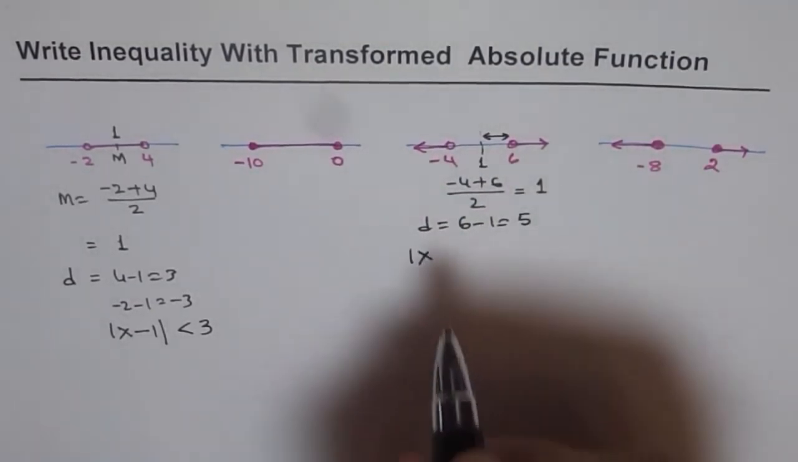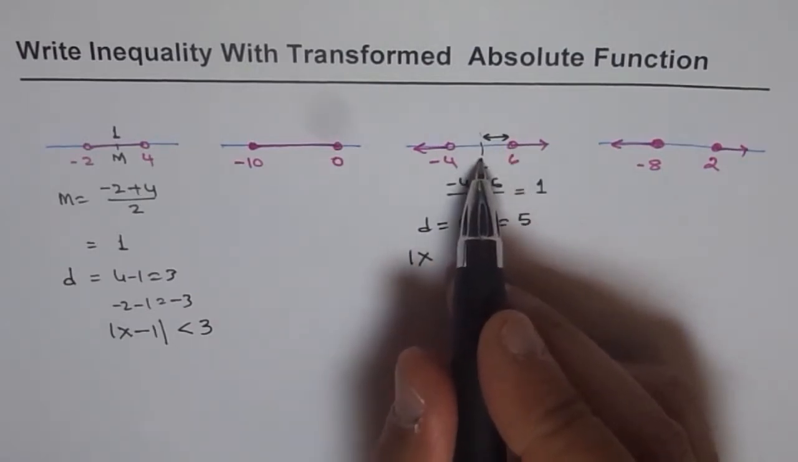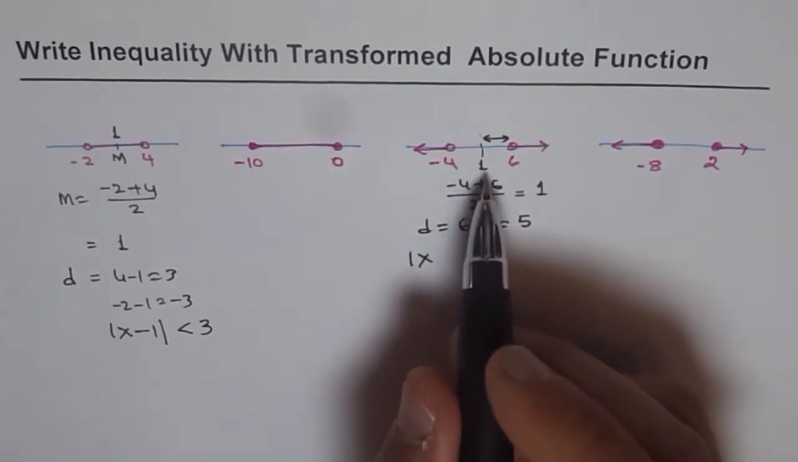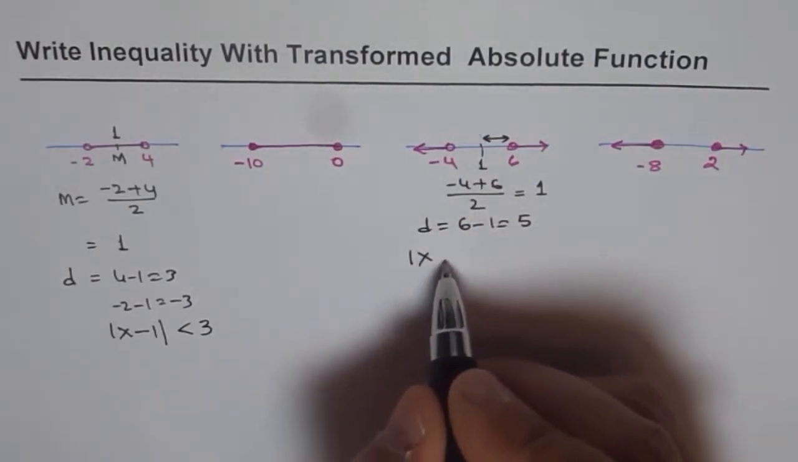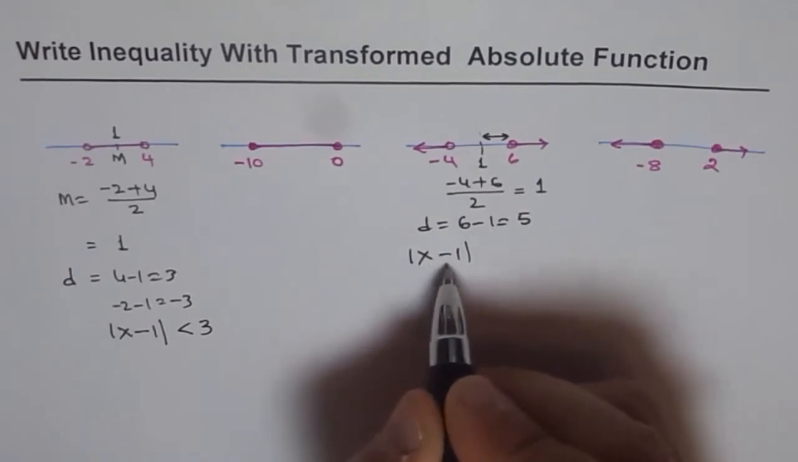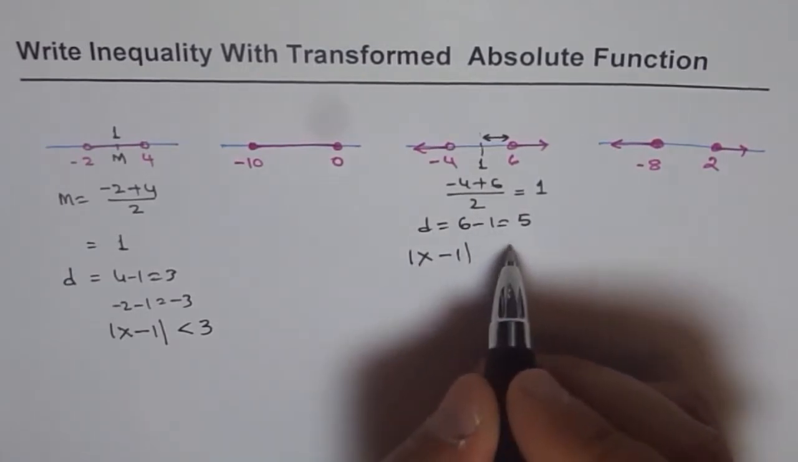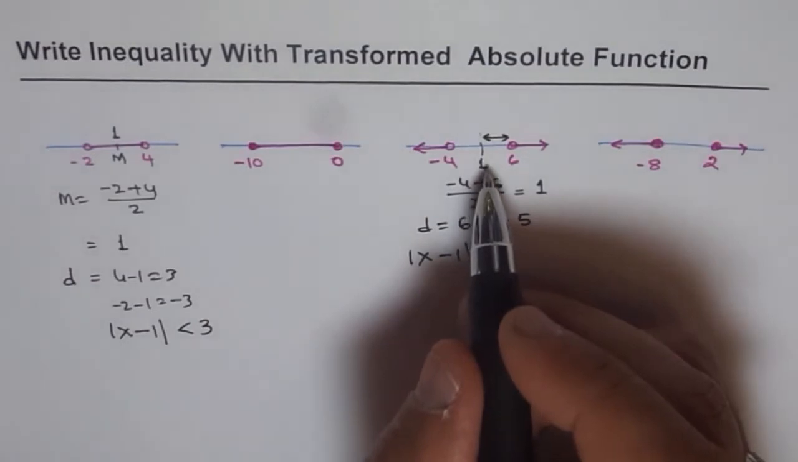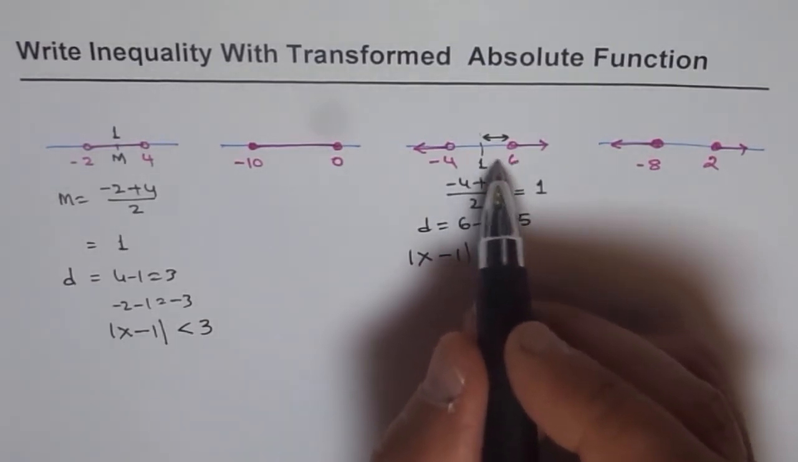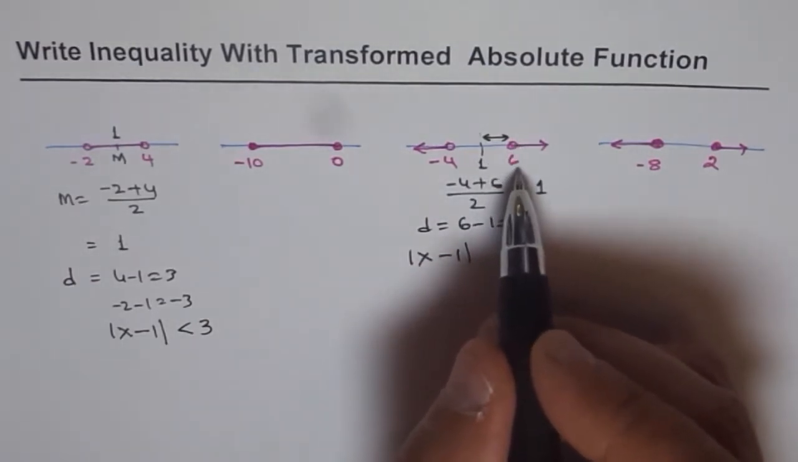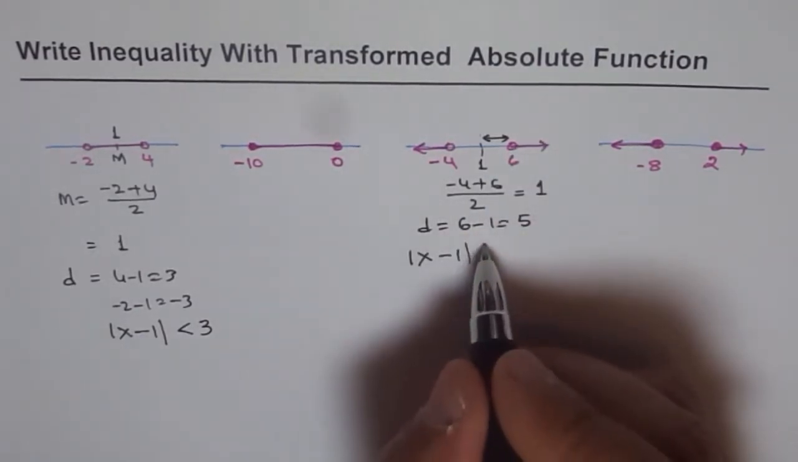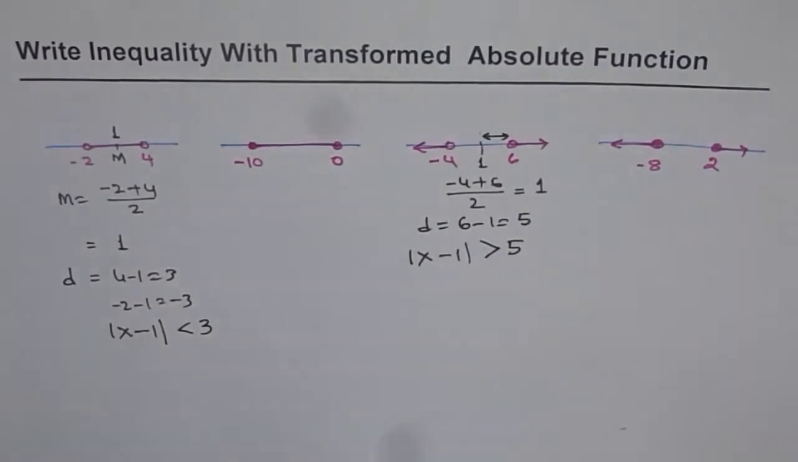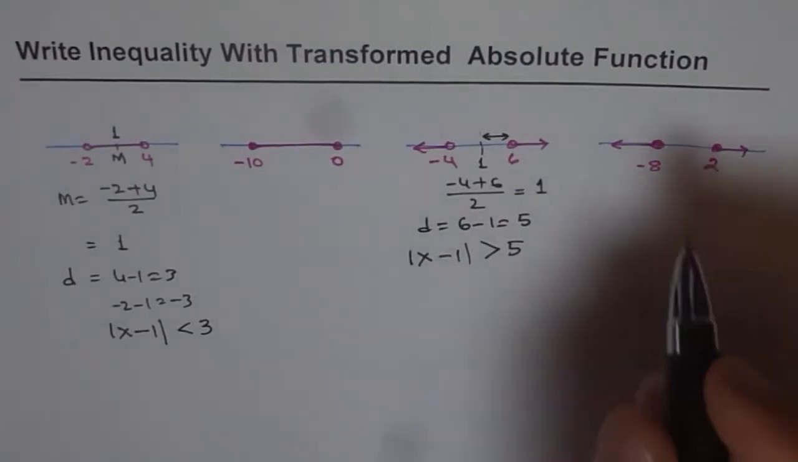That means transform the absolute function, move it to your point 1, right? Which you can get by saying x minus 1, right? X minus 1 is 0, so you moved 1 unit to right, correct? That is what you did. Once you move 1 unit to the right, from there, how far away is your point on the right? The first point is 5 units away, but you want to be more away than 5. That means greater than 5. So that is the absolute function which you're looking for. I hope you get this, right?